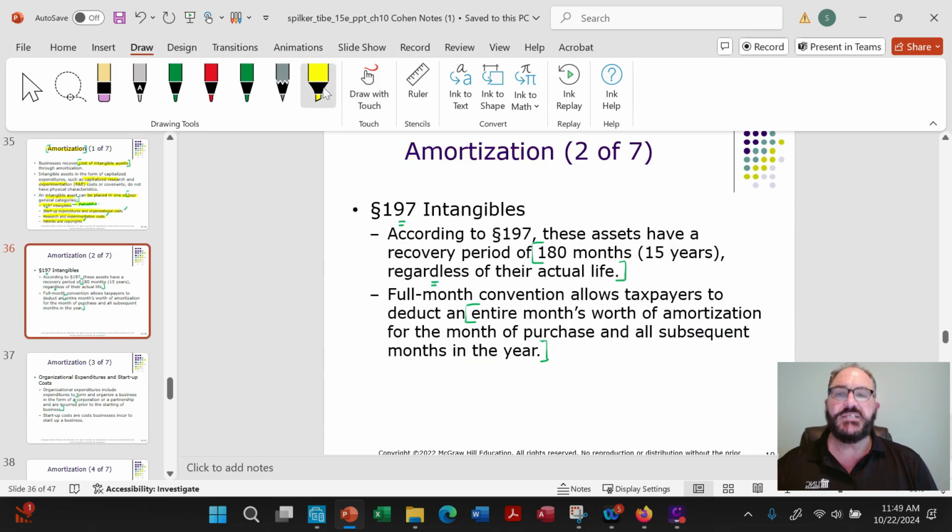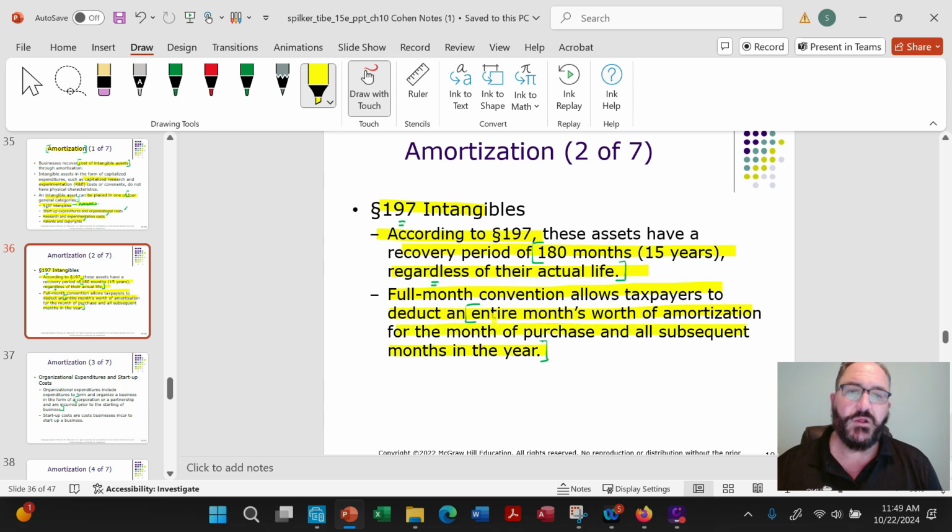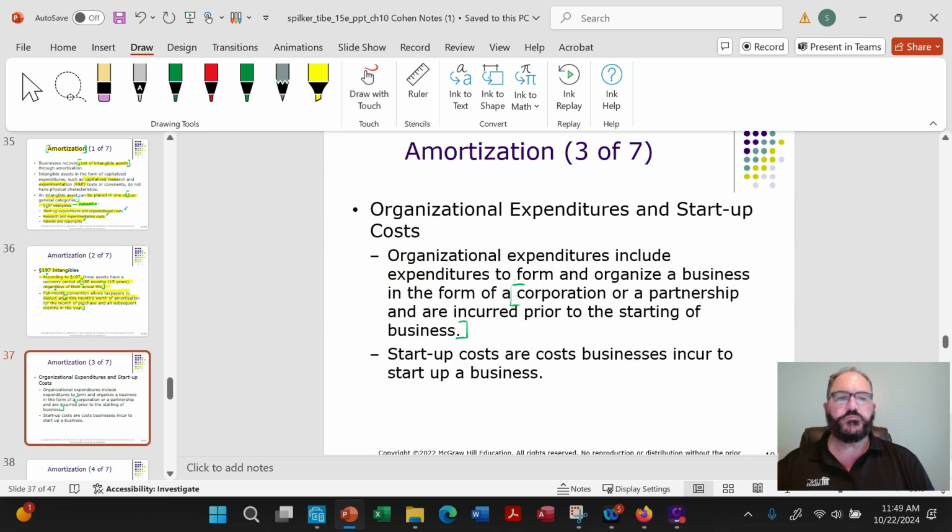So for 197, you're like, well, what are those? According to these assets, recovery period of 15 years, regardless of their actual life. They use a full month convention, which allows the taxpayers to deduct an entire month's worth of amortization for the month of the purchase and all subsequent months in the year. Okay, so full month. All right, on that one.